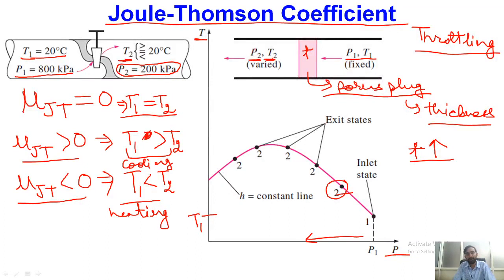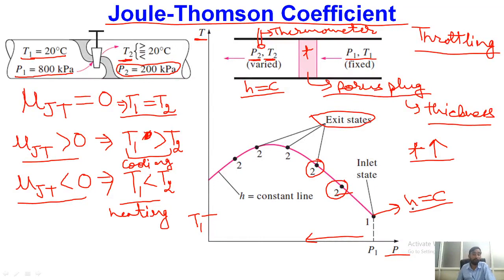Corresponding to each value of pressure, if we have some thermometer here, and with the help of this thermometer we measure the temperature at the exit of the throttling process, we will find different exit states. These different exit states are represented over here. Now if we join the locus of these different exit states, we will find a line. As we know, the process inside the throttling device is an isenthalpic process, so this line is nothing but a constant enthalpy line.